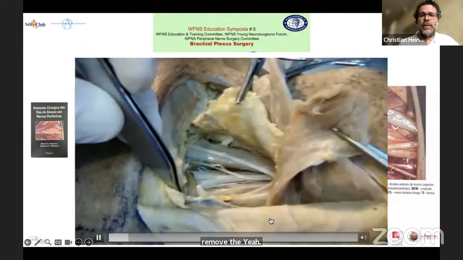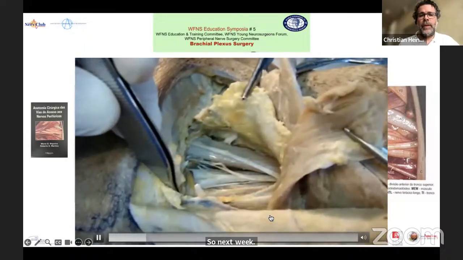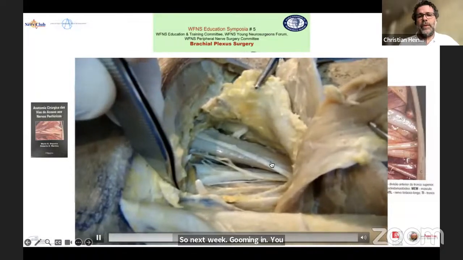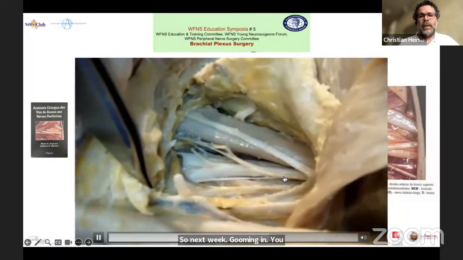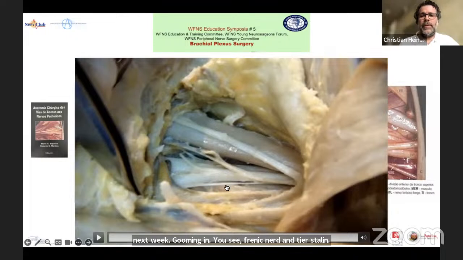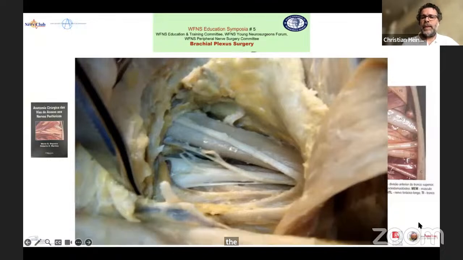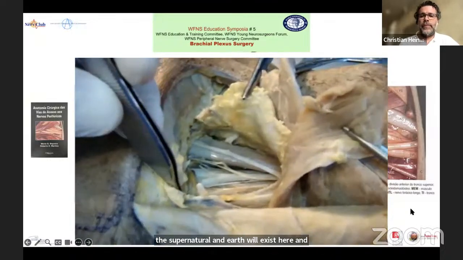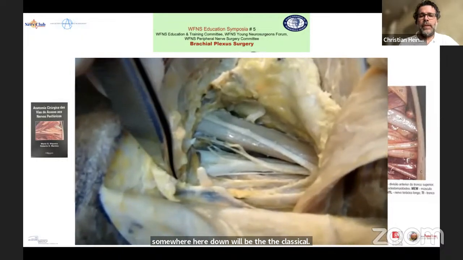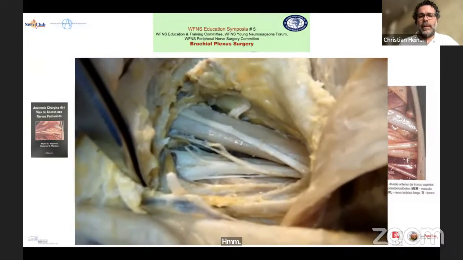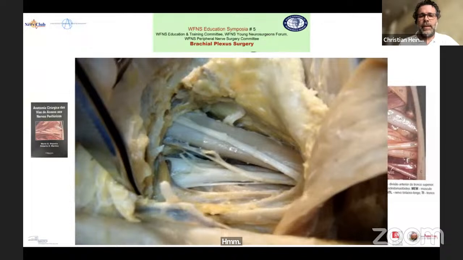So next video, zooming in, you see phrenic nerve, anterior scalene muscle, you see the superior trunk, and not right visible now is the suprascapular nerve, which will exit here, and somewhere here down will be the clavicle. And this is a telefixed cadaver. So you see the difference to the fresh frozen or to reality.